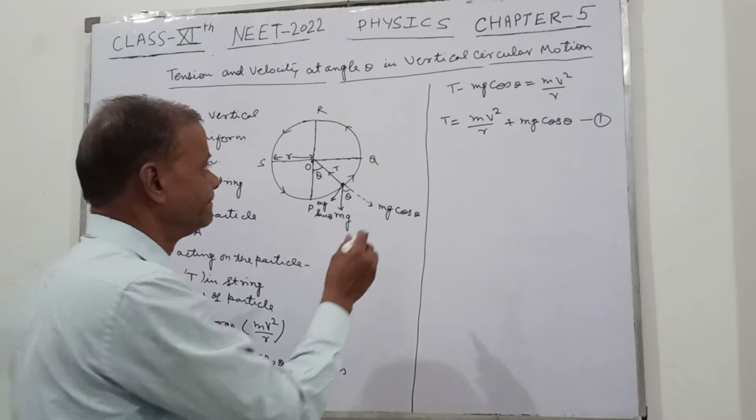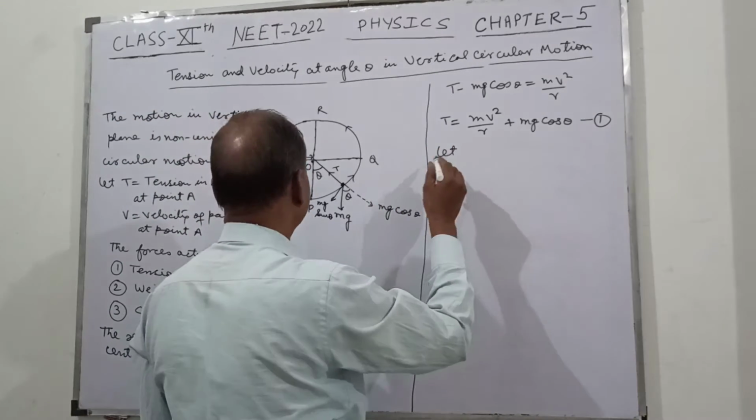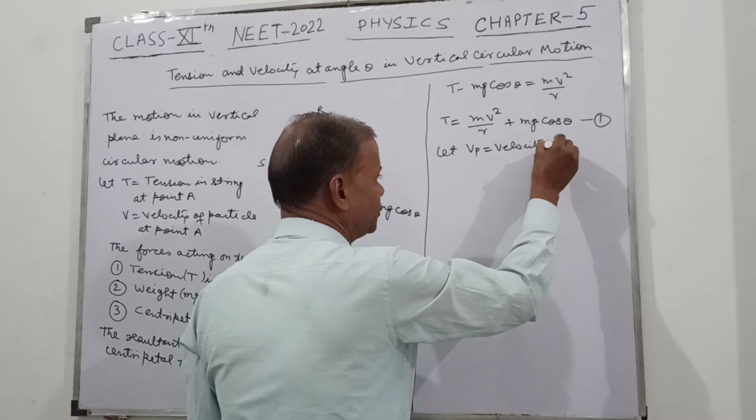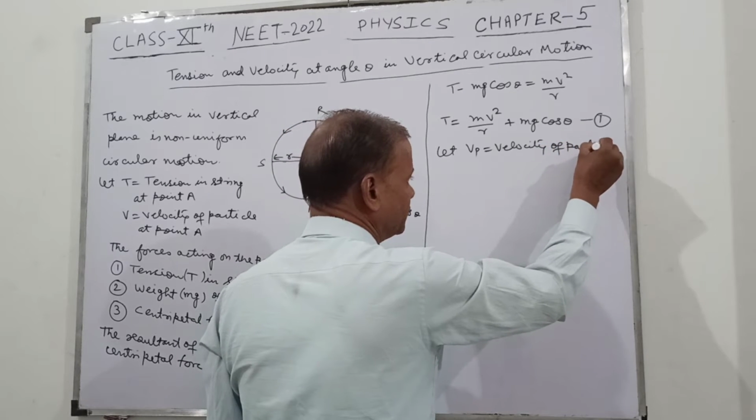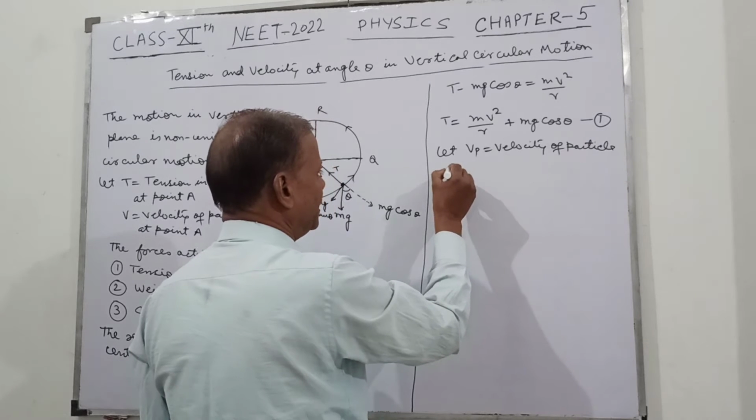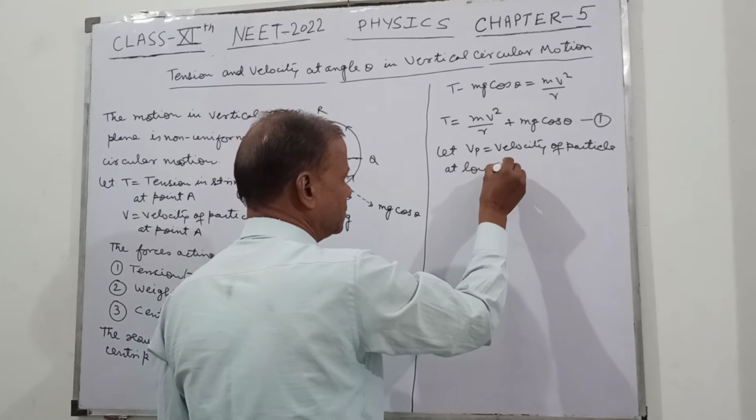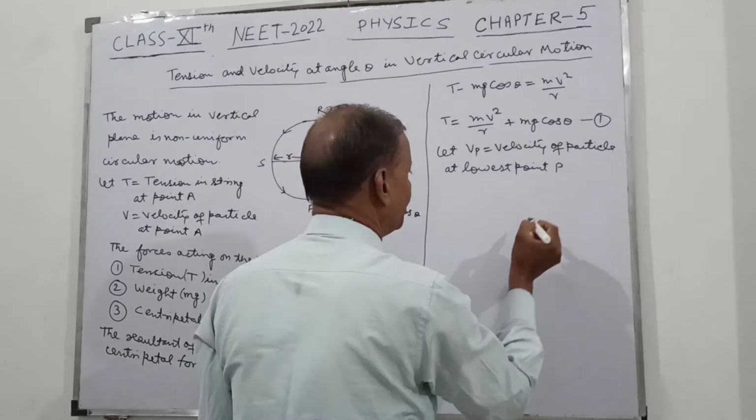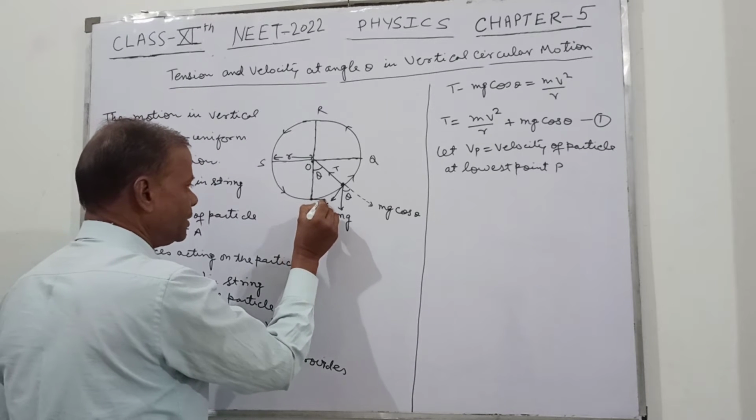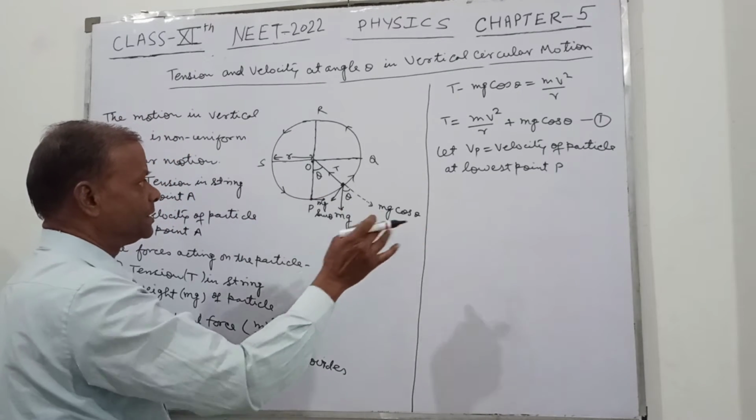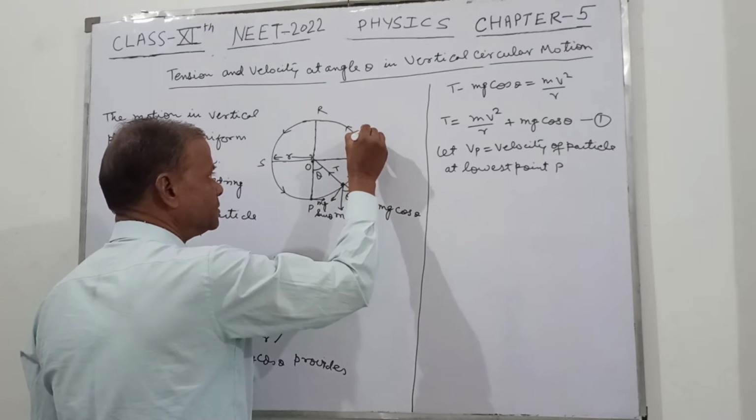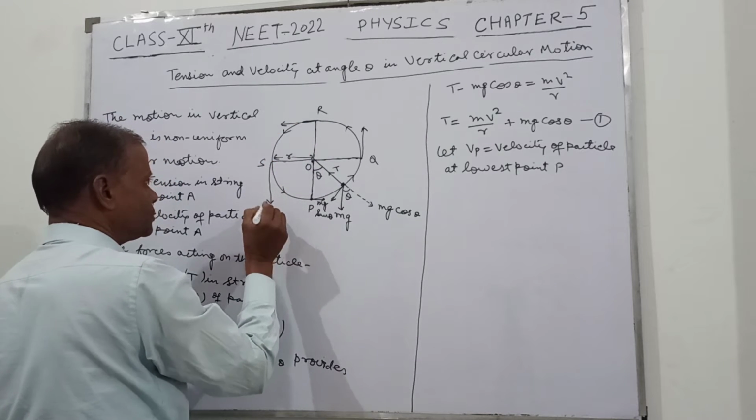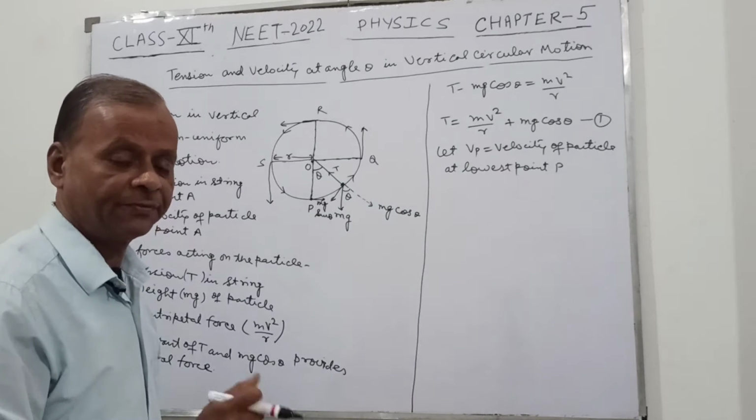Then we suppose Vp equal to velocity of particle at lowest point P. So this is now the lowest point. Here we have the velocity in this direction. Here the velocity is in this direction. This is the velocity in the direction of the tangent. So we have different velocities at the different points.